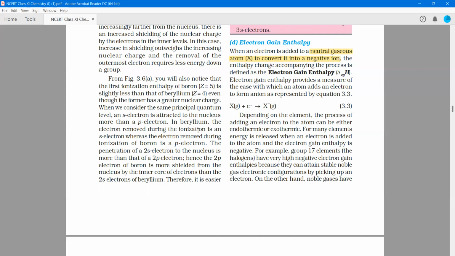You should almost know, and this is very common, that electron gain enthalpy is negative. It is always negative. So if I am telling you it will increase, then it will increase in the negative direction, like more energy will be released, that is a more favorable electron gain enthalpy. So when you go from left to right, the electron gain enthalpy increases, and when you go from top to bottom, that is down the group, since the size is increasing, the gain of an electron will be difficult, and that is why the electron gain enthalpy will decrease.